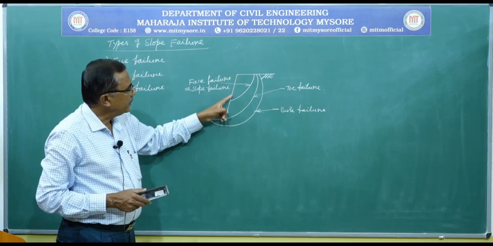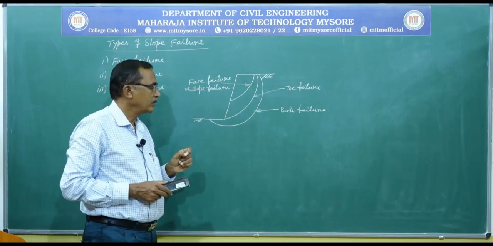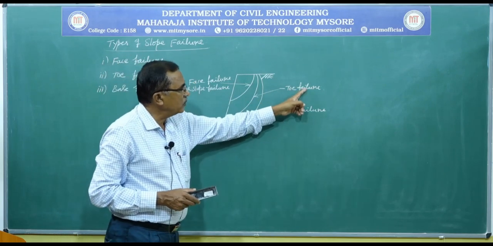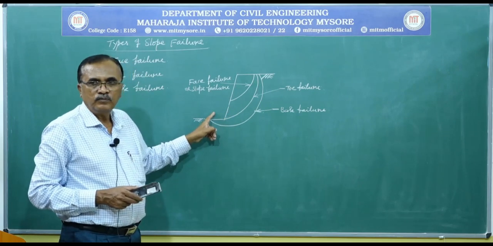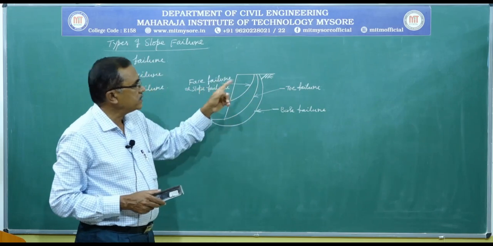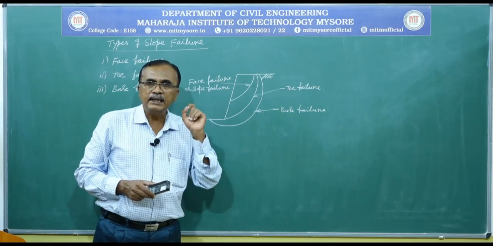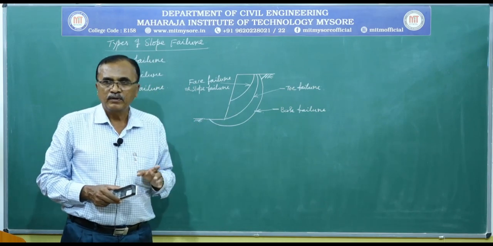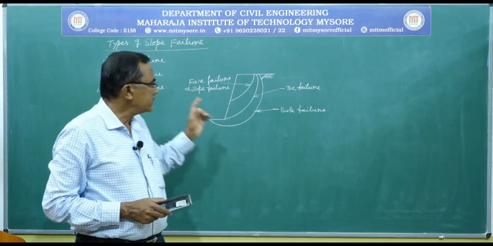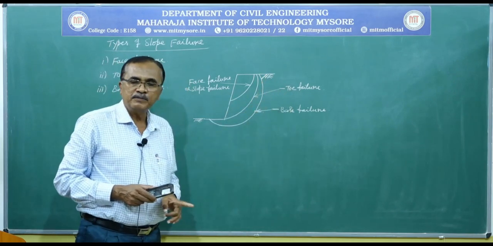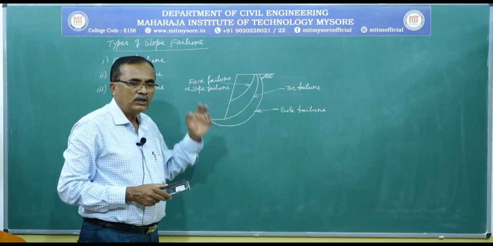This occurs when soil above the toe is weaker. The second type of failure is toe failure, when the failure surface passes through the toe. This type of failure occurs in the case of steep slopes, when the slope provided is inadequate. Under such circumstances, this type of toe failure takes place.